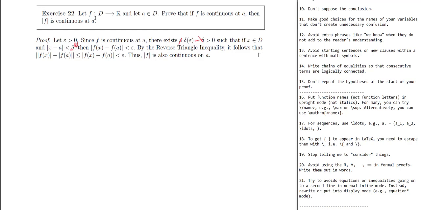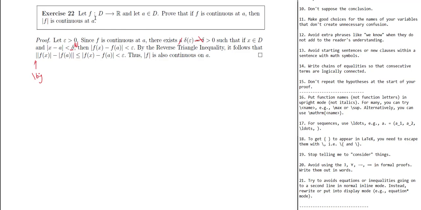Okay. By the reverse triangle inequality, it follows that, so same thing as I was saying before, right? Maybe use a big parenthesis in front of this. That'll make it look a little bit nicer. It follows that the difference of the absolute value of f of x minus the absolute value of f of A is bounded by the difference between f of x and f of A, which is now less than epsilon. Thus, the absolute value of f is also continuous on A.